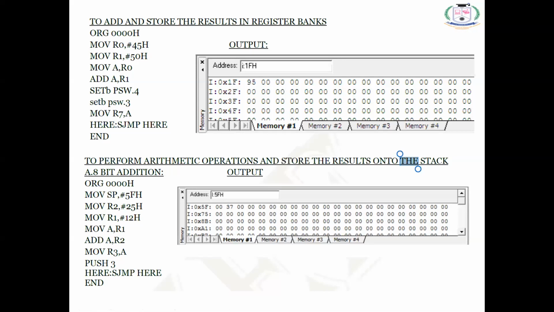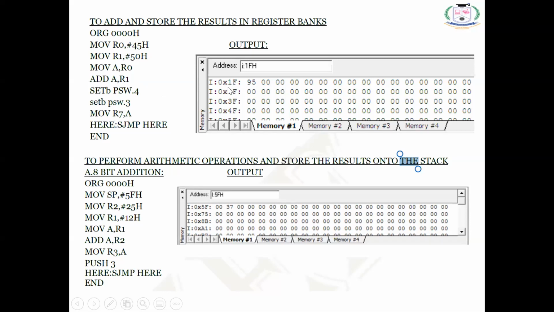00011011. So I have to set my fourth bit as well as my third bit of the program status word. So what am I putting? SETB PSW.4, SETB PSW.3. So I am moving into which register? R7 register. So accumulator to R7.